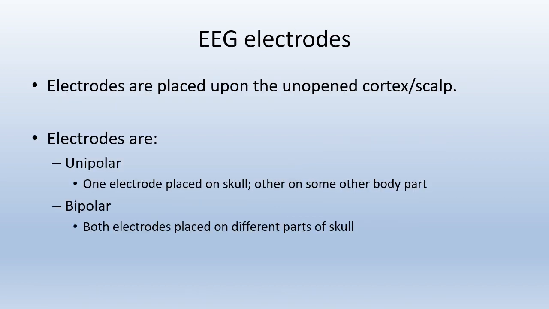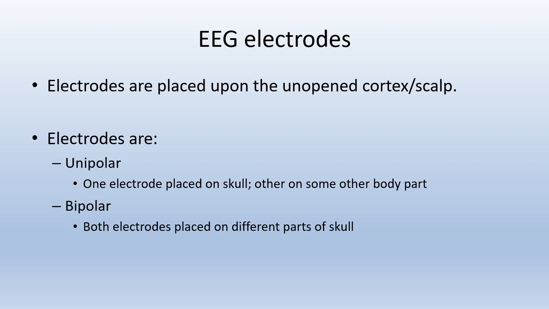EEG is recorded by placement of 24 electrodes placed in fixed standard positions on the unopened skull or scalp, and voltage changes are recorded between the pairs of these electrodes. We can place the electrodes directly upon the pia mater. This record is called electrocorticogram.